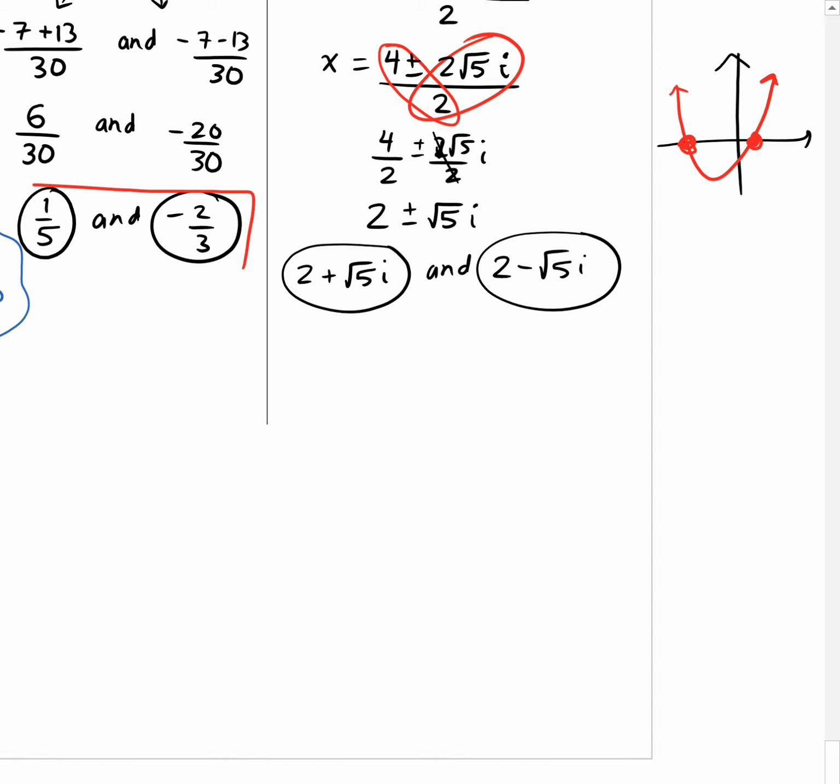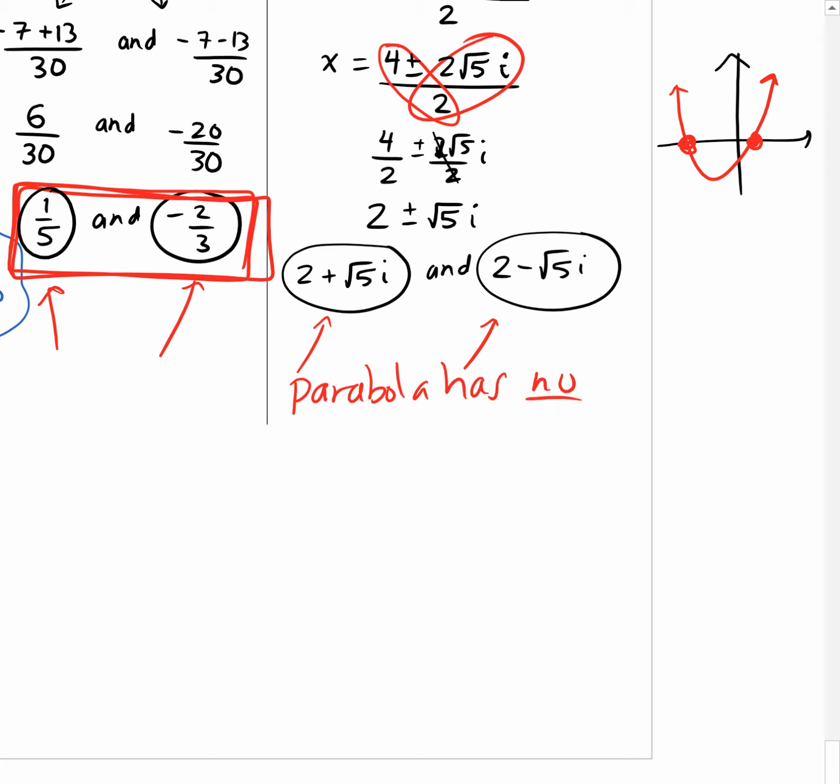Like in the last one, I can figure out where it intersects the x-axis if it intersects at 1/5 and negative 2/3. Those are actual numbers. But what about imaginary numbers? This would mean that the parabola has no x-intercepts.